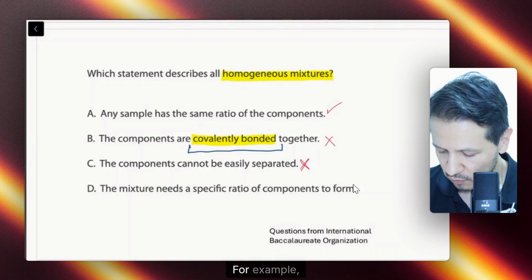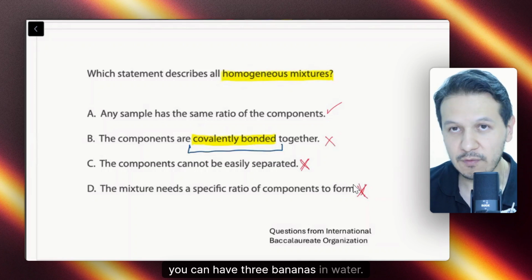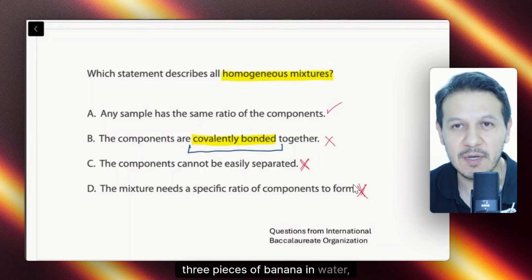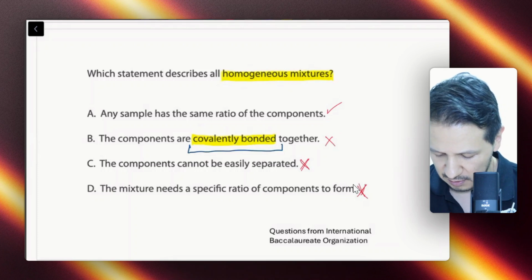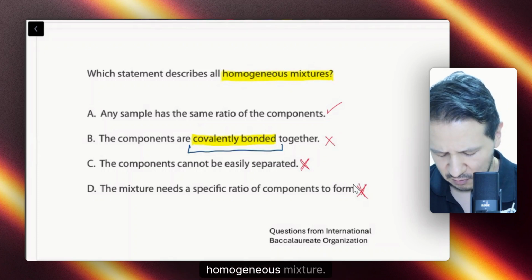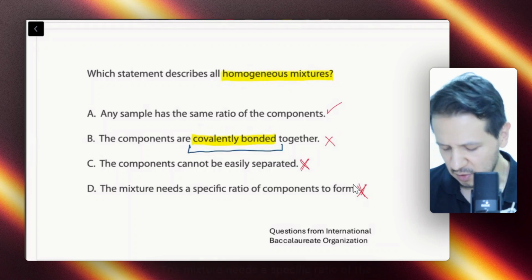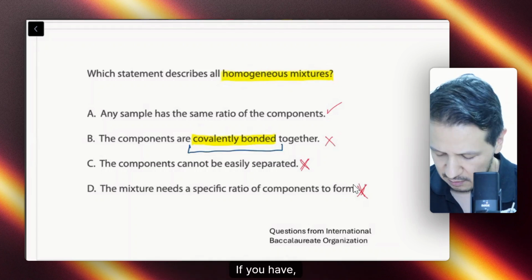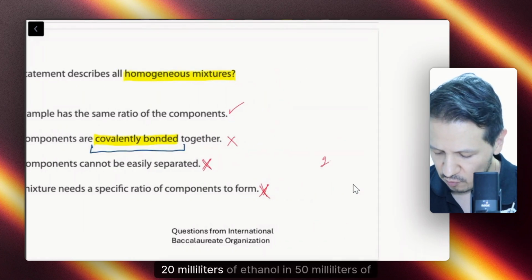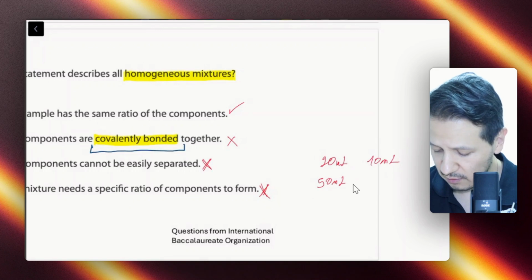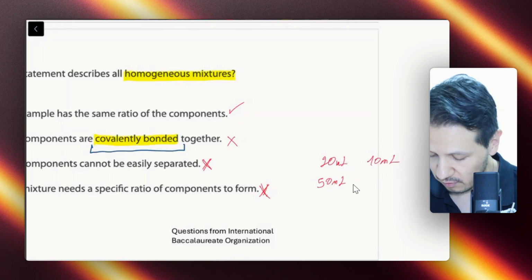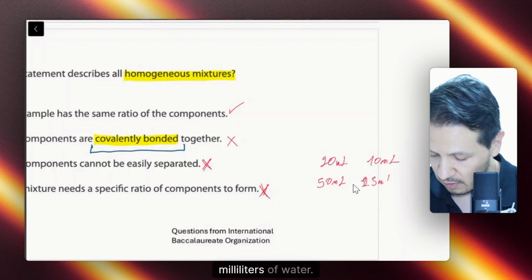The mixture needs a specific ratio of components to form. This is not true. For example, you can have three pieces of banana in water, or two pieces of banana in water, and it will still be a heterogeneous mixture. Or a homogeneous mixture. The mixture needs a specific ratio of the components? No, it doesn't need a specific ratio. If you have, for example, 20 milliliters of ethanol in 50 milliliters of water, or you have 10 milliliters of ethanol in, let's say, 125 milliliters of water.